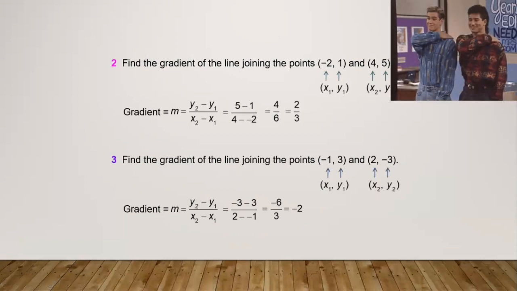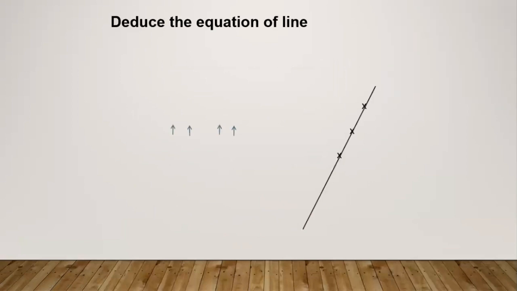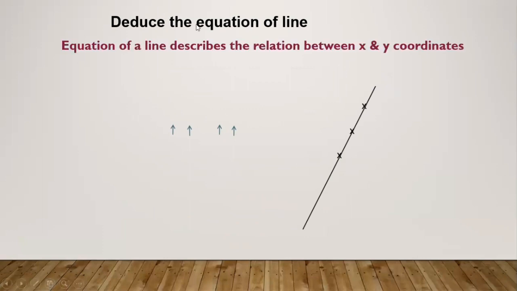Very good. Pat yourself if you got correct. Again, now we are going to learn how to deduce the equation of line. Very, very important, children, when the graph is given. So what is equation of a line? Equation of a line describes the relation between x and y coordinates. There is some certain relation between x and y coordinates of every line, and that relation is constant. And this is called the equation of a line.